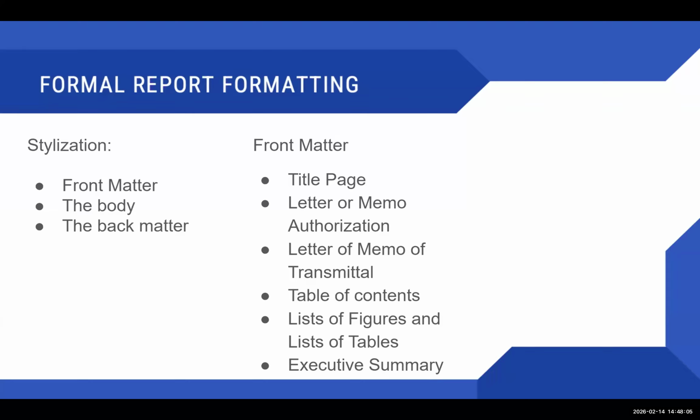The next section in the front matter is the letter or memo transmittal. The transmittal transmits the report to the group that commissioned it. This will be page 3, Roman numeral 3. The transmittal consists of 3 parts: the first paragraph, the second paragraph, and the third paragraph. The first paragraph explains what the report is about. The second summarizes the recommendations, and the third thanks the person who commissioned the report.